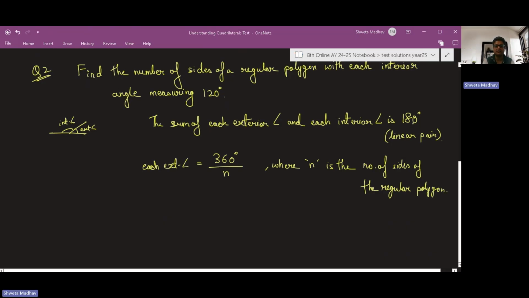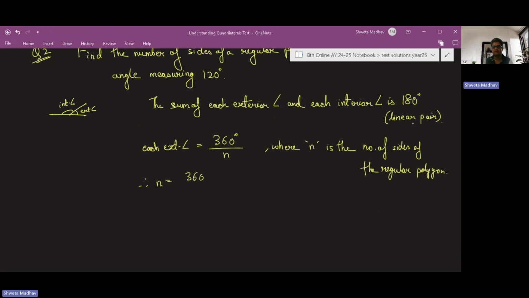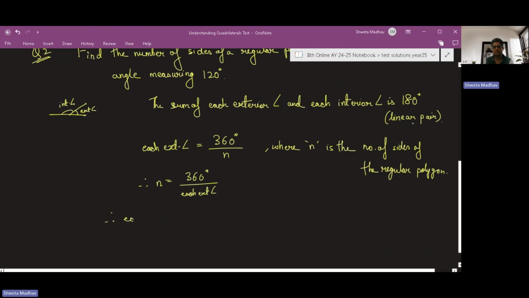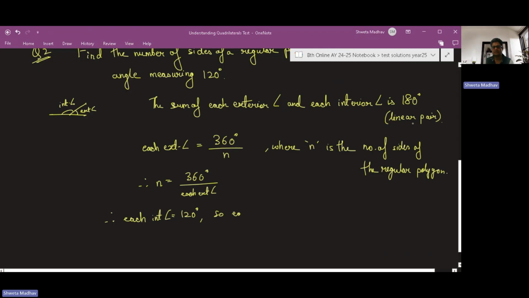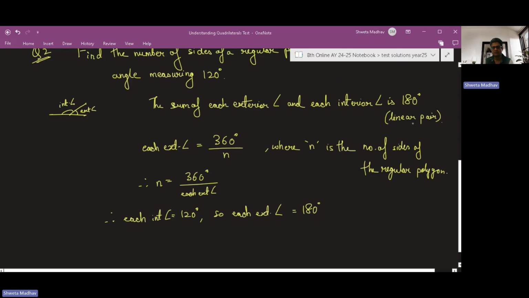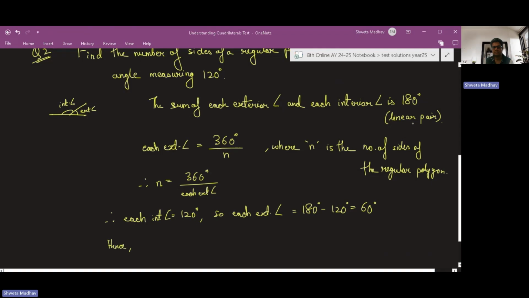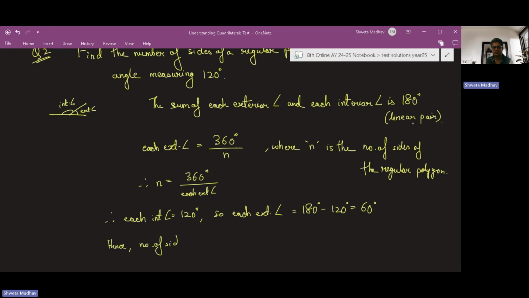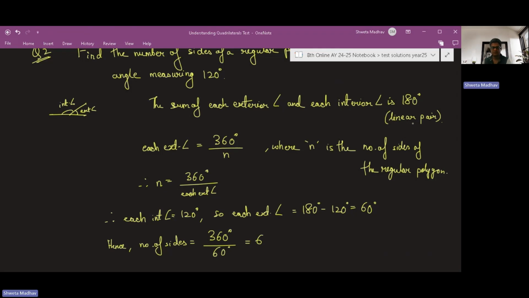So here it is told each interior angle is 120 degrees. So we can say that the number of sides is equal to 360 degrees divided by each exterior angle. Each exterior angle will be 180 minus 120 degrees, that is 60 degrees. Hence the number of sides of the regular polygon will be equal to 360 degrees divided by 60 degrees, that is equal to 6. So there are 6 sides. So 6 is the answer.